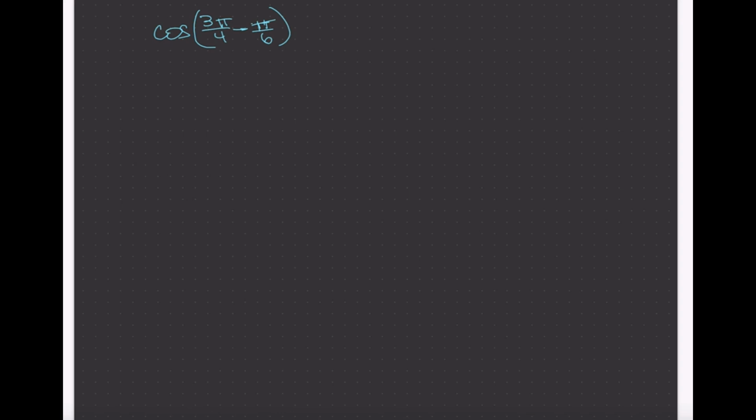So they're giving us the difference formula. And our difference formula is the cosine alpha, cosine beta, plus sine alpha, sine beta. We know this guy is our alpha, and this guy's our beta, right? So let's plop that in there.